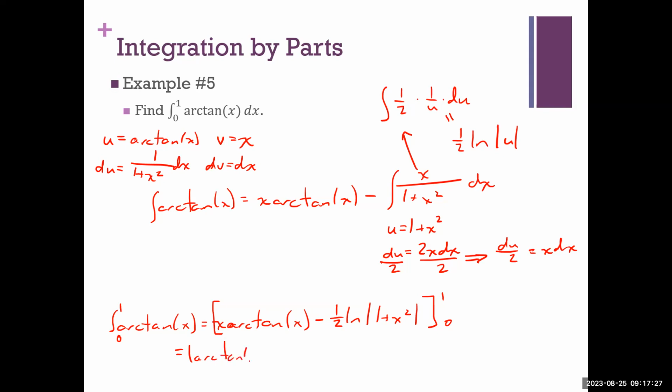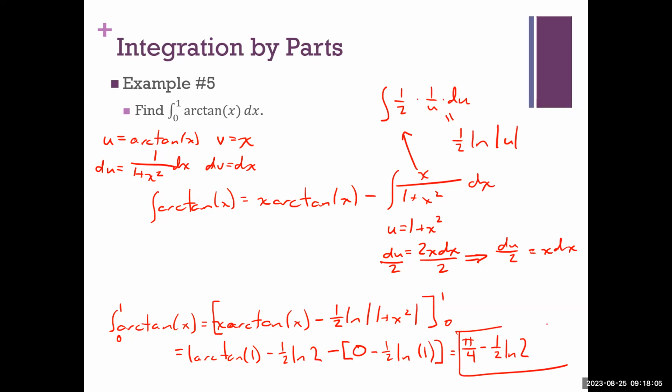So 1 times the arctangent of 1, I'll just write this out in a couple of steps, minus 1/2 times the natural log of 2, minus all the stuff that happens when you put in 0. 0 times the arctangent of 0, minus 1/2 times the natural log of 1. So arctangent of 1 we said was pi over 4, right? Minus 1/2 the natural log of 2. What is 1/2 the natural log of 1? The natural log of 1, or any log of 1, is 0, so I believe we are done now.